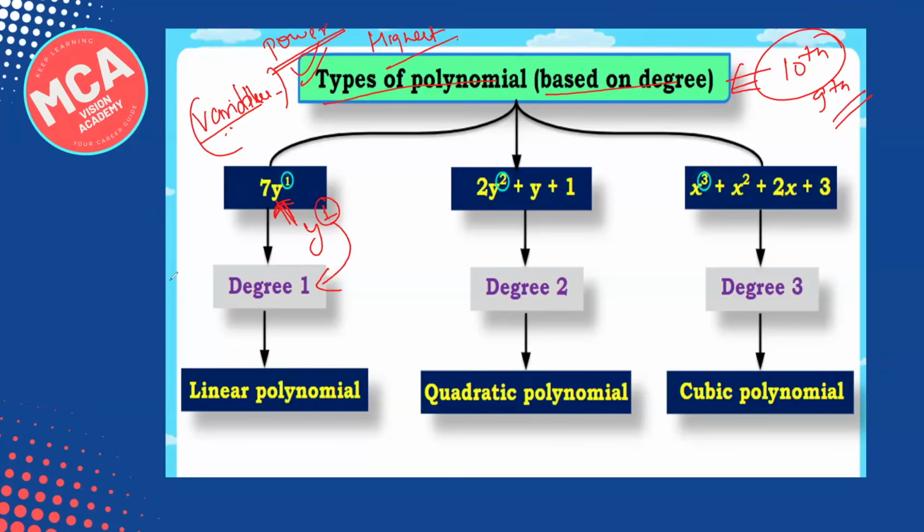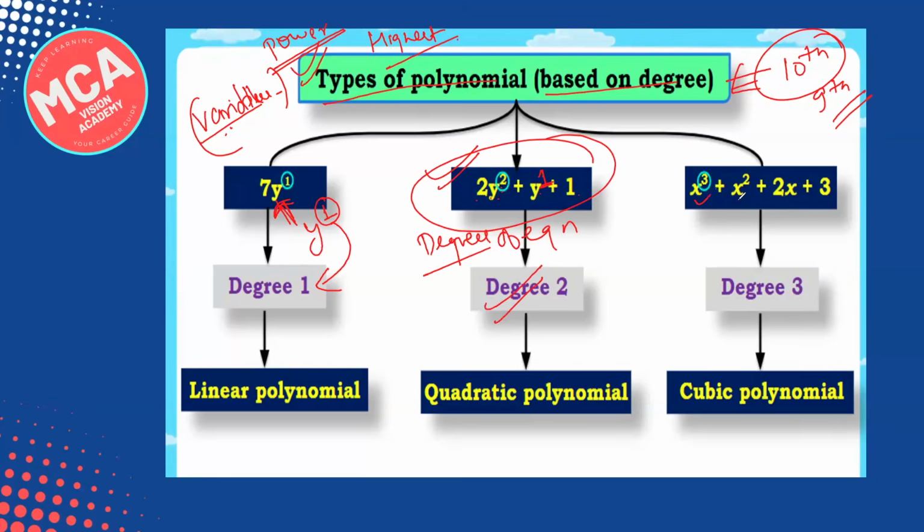Now in the next example, 2y square plus y plus 1, the power of y is 1, and for y square the power of y is 2. As I told you, you have to consider the highest power; that is the degree of that equation. So the degree of this equation is 2.